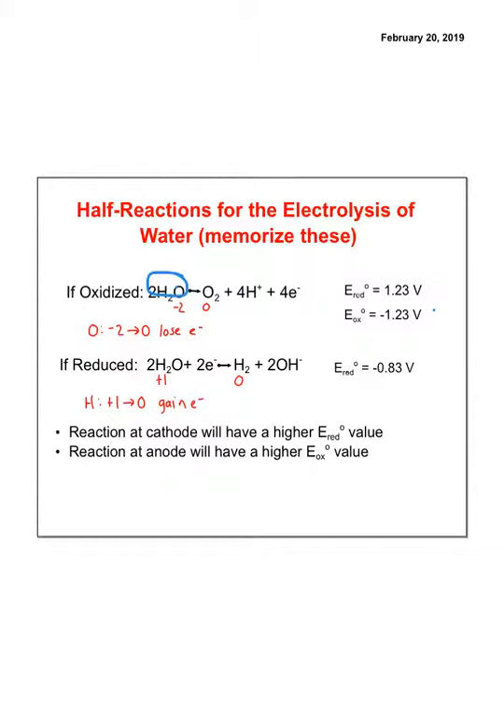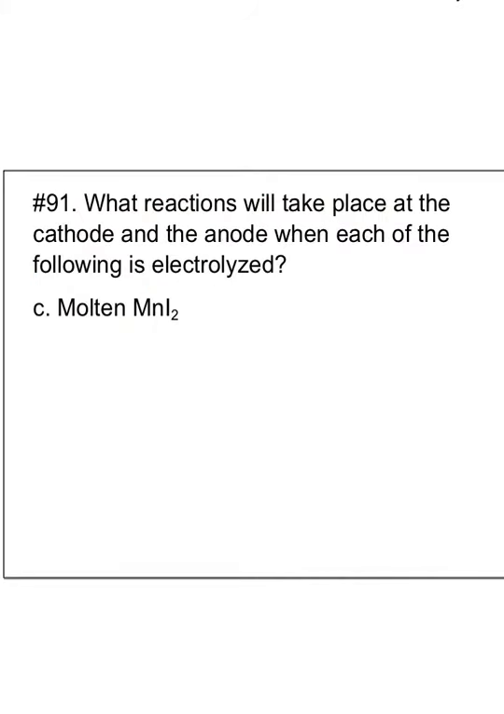Okay, so how do I figure out when I'm comparing? Well, at the cathode, we're looking for the higher reduction value. At the anode, we're looking for the more positive or higher oxidation value. So here's a typical problem. You actually have to do this one, I think, on your problem set. What reactions will take place at the cathode and the anode when each of these is electrolyzed? So here's letter C. We have molten, so no water present, MnI2.